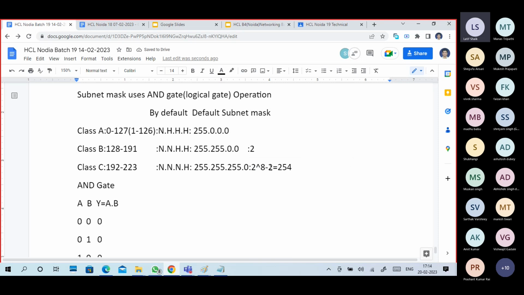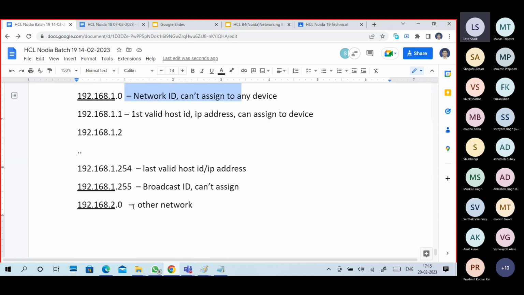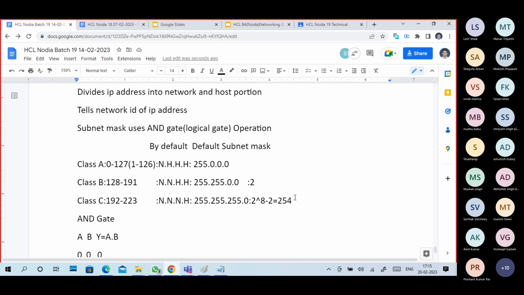Okay. So 2 to the power of 8. One octet means 8 bits, so 2 to the power of 8, minus 2. Why minus 2? Because of these two things. 256 minus 2 is 254. Same way, go for this 16. How 16? The number of host portions is 2 here, 8, 8, so 16 minus 2.